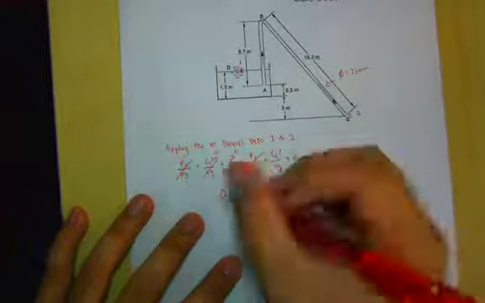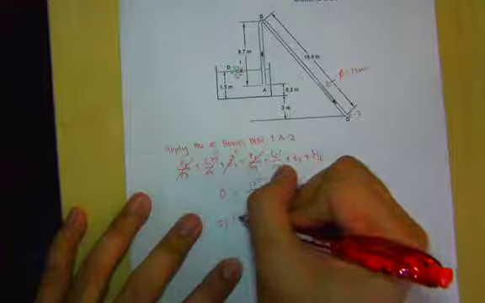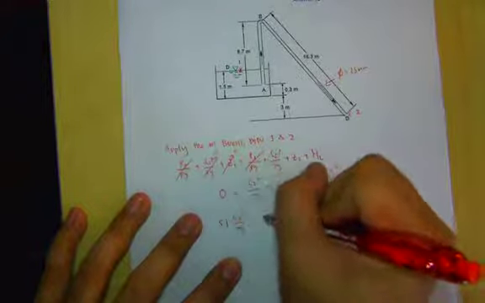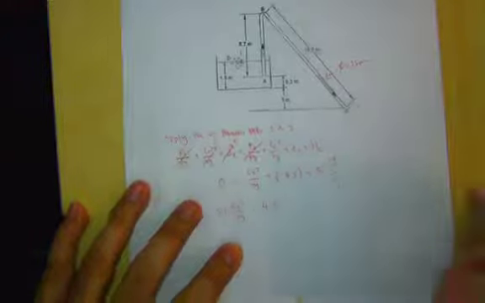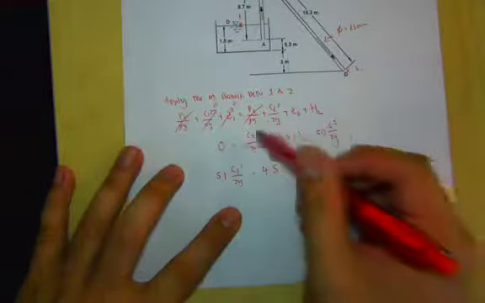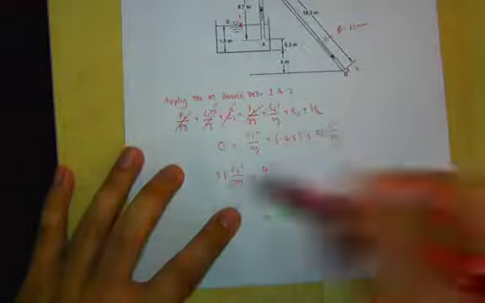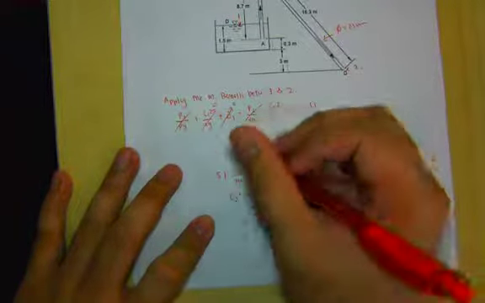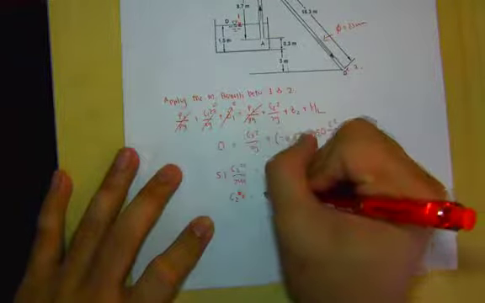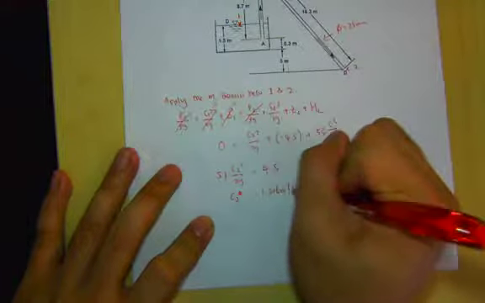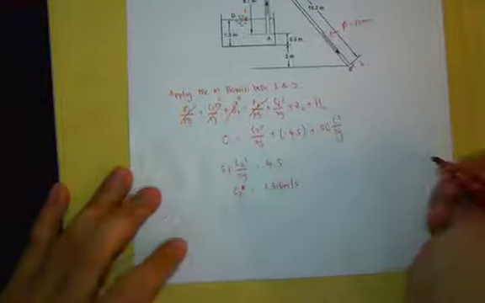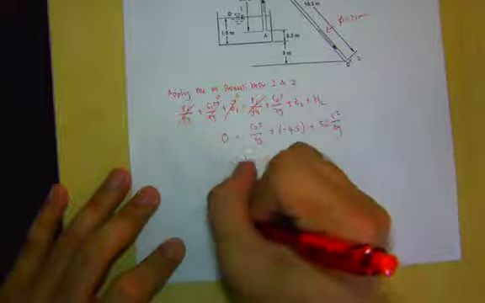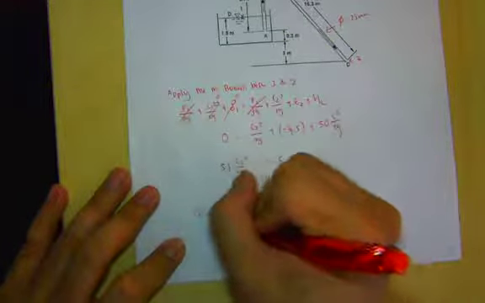So 0 is equal to C2 square over 2G plus Z2. Z2 is the height with respect to the datum. Datum is here, 2 is here. So it is 1.5 plus 3, so it's negative 4.5. Why negative? Because it's below the datum. Plus your total head loss will be 50 C square over 2G.